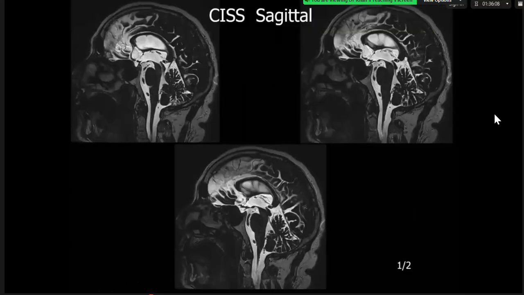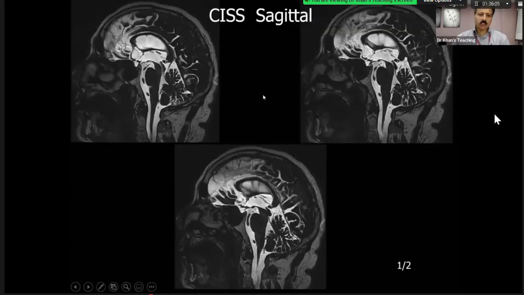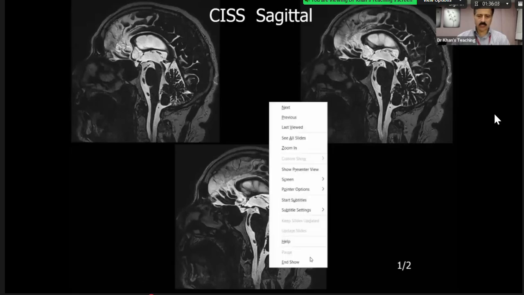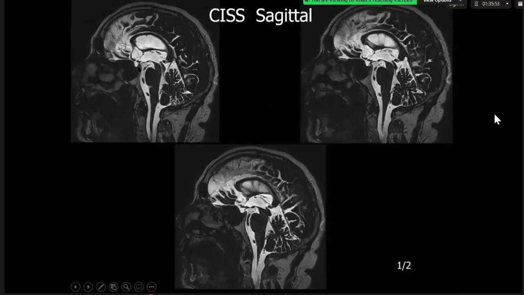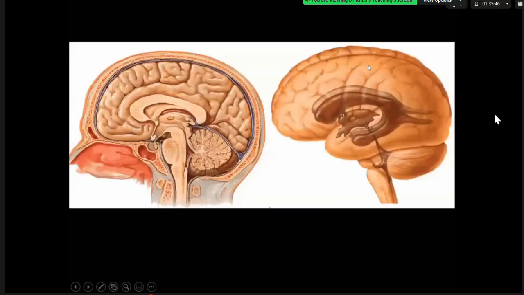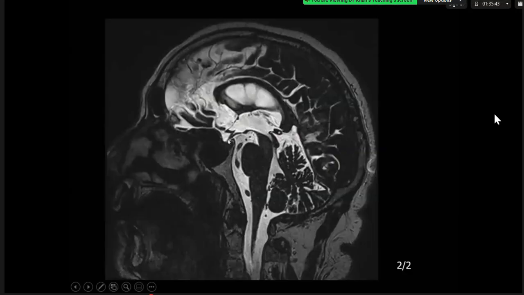That's fine. Okay, now I'm going to ask you anatomy questions. On this slice, this is a CISS sagittal sequence. Now this is midline, this is the pituitary gland. So what is this? Let me go here. What is this? That's the infundibulum. Okay, from here till here, what do you call this?